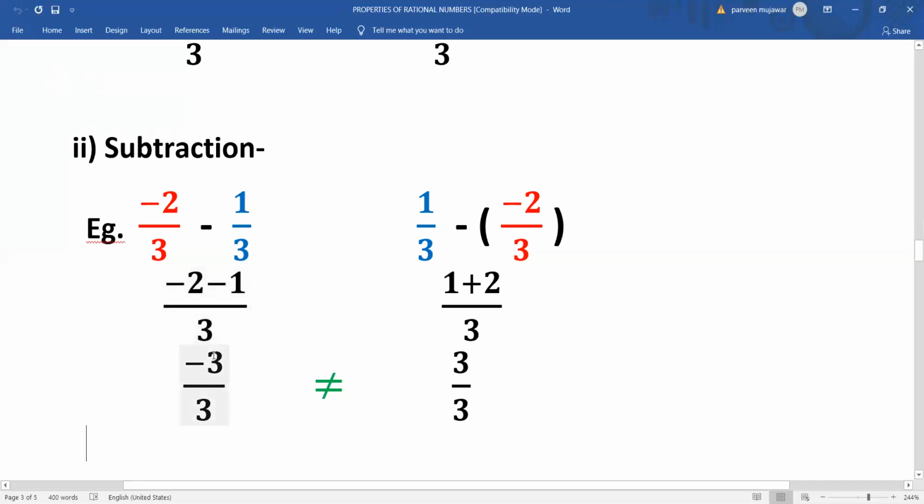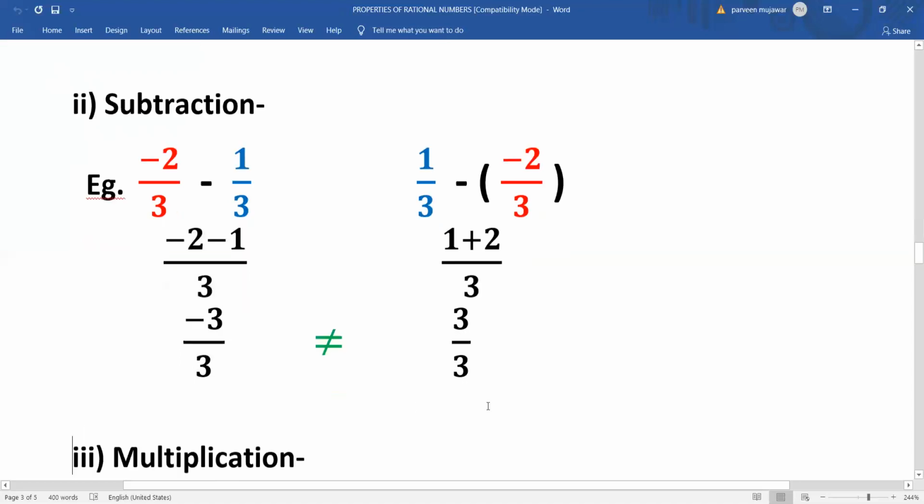So here it is minus 3 upon 3, and on the right hand side the answer is 3 upon 3. Are they equal? No, here it is negative and here it is positive. They are not equal. So it is not commutative. It is not applicable for subtraction. So it is not commutative. So we'll go for multiplication.